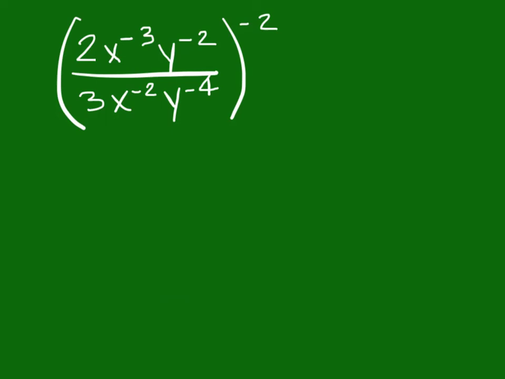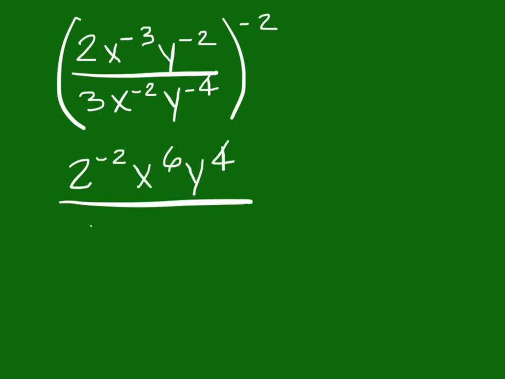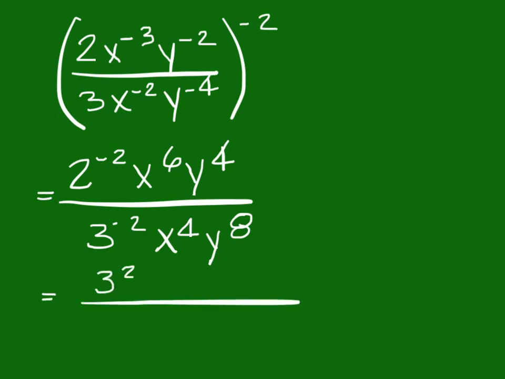Start off by multiplying by the -2 exponent to get 2 to the -2, x to the 6th, y to the 4th, over 3 to the -2, x to the 4th, y to the 8th. Move your negative exponents where needed. You'll have 3 to the 2nd on top, 2 to the 2nd on bottom. The x's stay where they're at. They're both positive, and so are the y's.